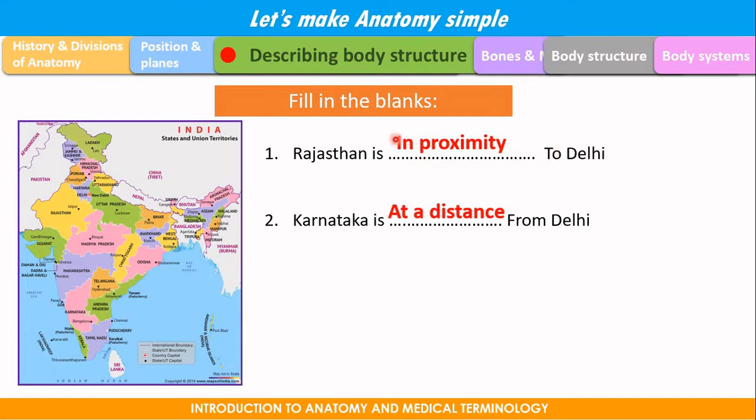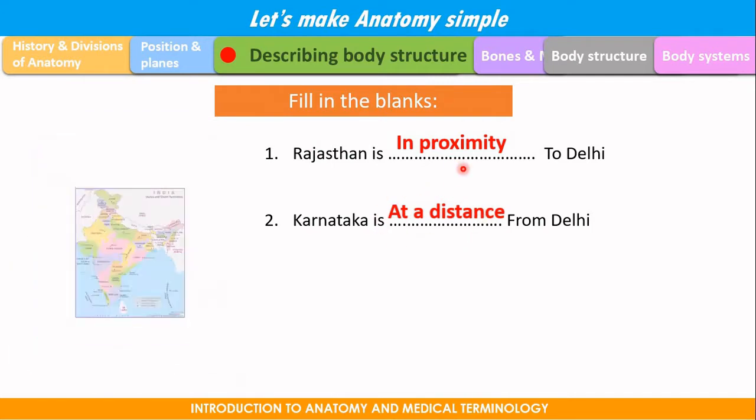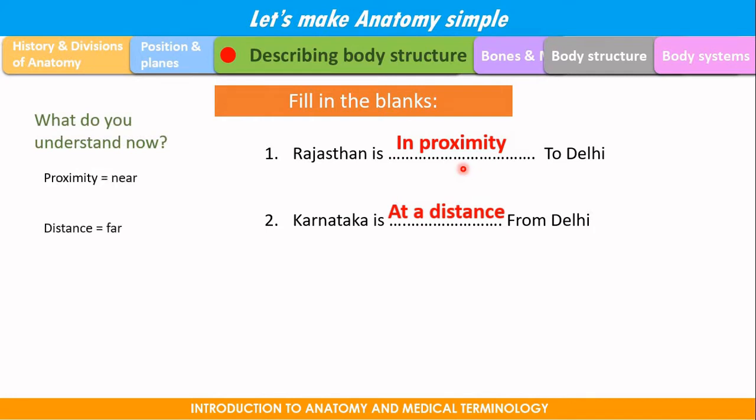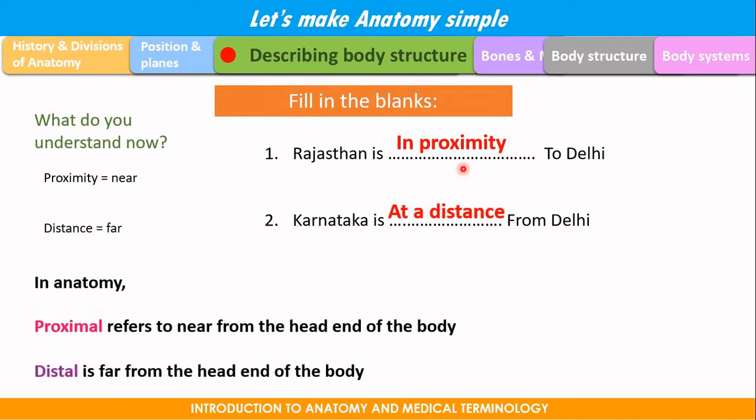So my dear students, proxi refers to near. The word dist refers to away. So see here what you understand. Yes, proximity is near, distance is far. In anatomy, proximal refers to near the head end of the body. Sometimes proximal also refers to near the joint. I will explain it in the coming slides. Distal is far from the head end of the body.